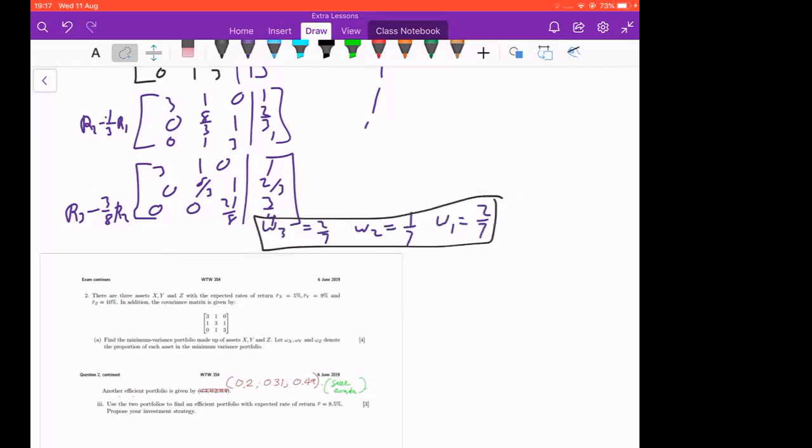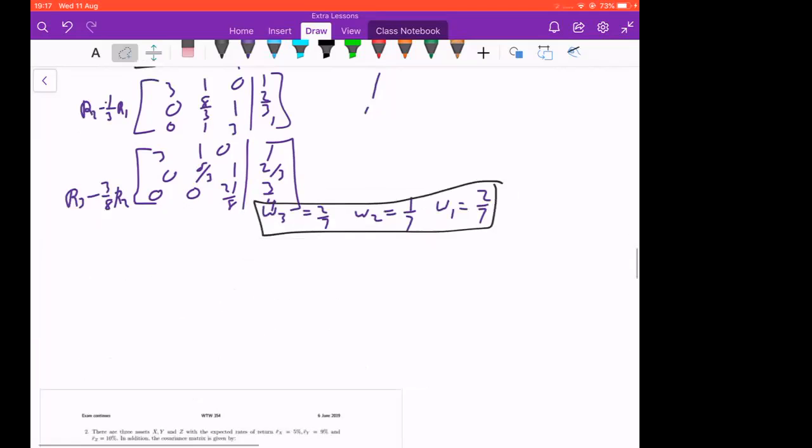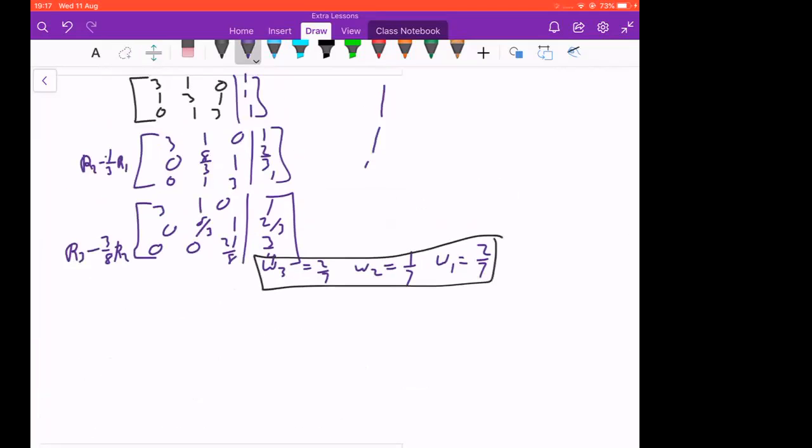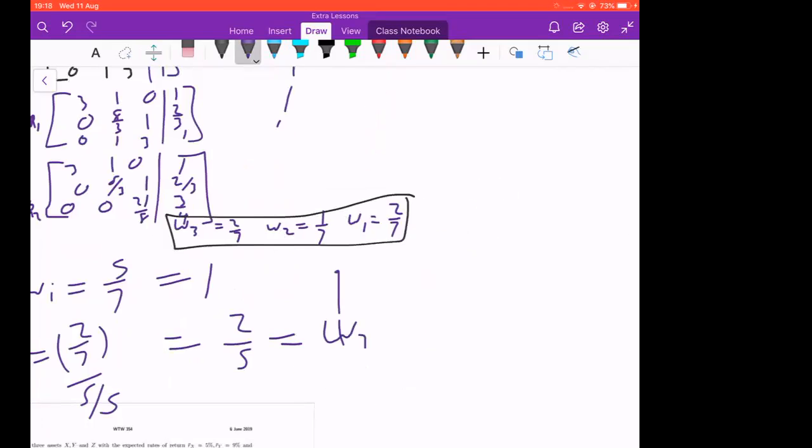You will have to normalize it because they don't add up to 1, right? Remember that the weights should always add up to 1. If you add the weights, this is not equal to 1. So in order to do that, you will see that the first weight is 2 over 7, the sum is 5 over 7. Your answer is going to be 2 over 5, which is going to be the same as 3. For weight 2 it is 5.